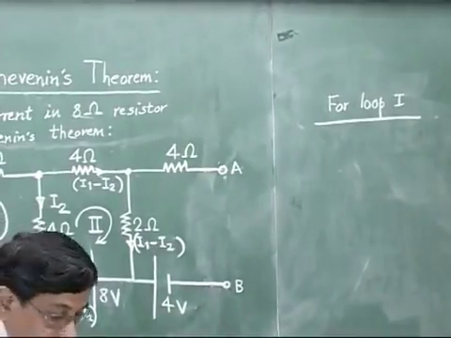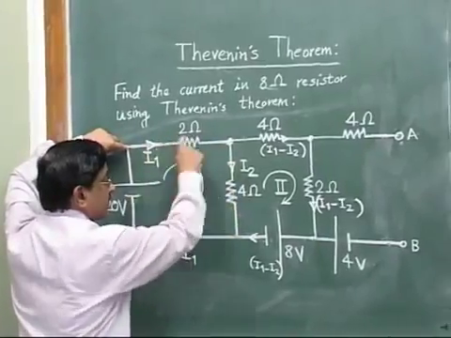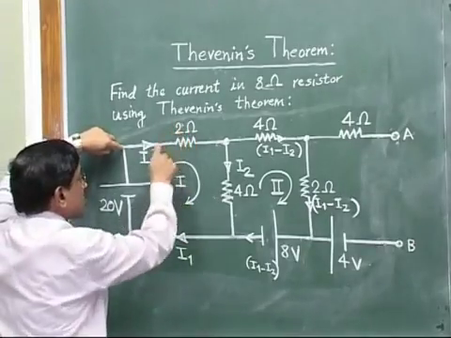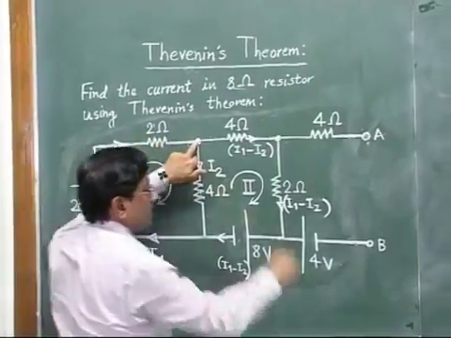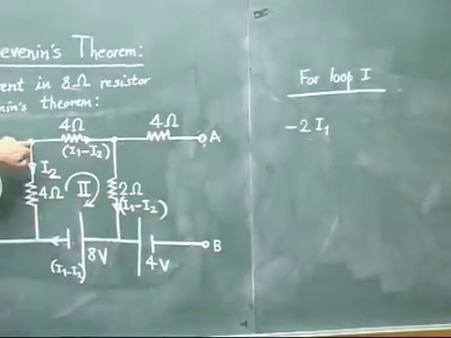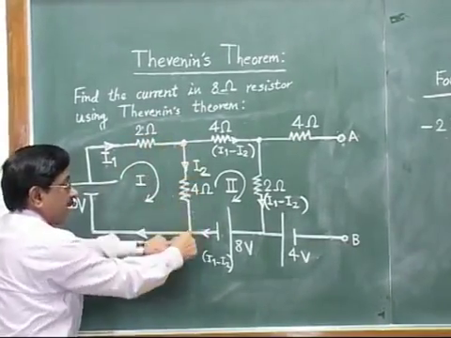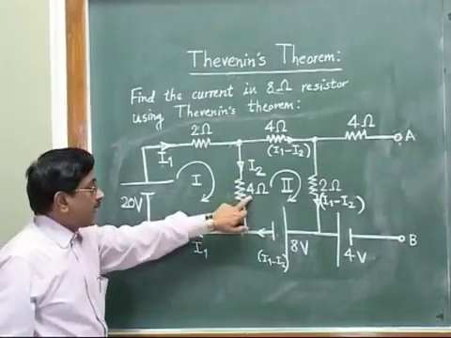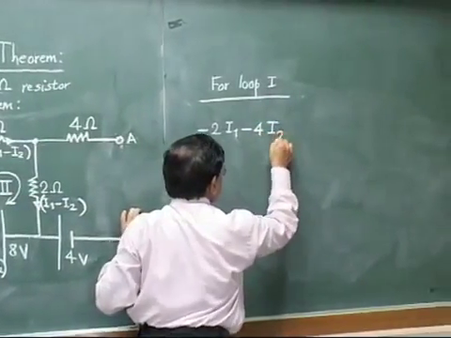Suppose for loop 1, we start from this point. This to this, we are traveling clockwise, and our current is also in the same direction. So the voltage drop will be minus 2 I1. Now this to this, again we are traveling clockwise, means downwards in this branch. Our current I2 is also downwards, so it will again be a voltage drop. So minus 4 times I2 will be the next term here.